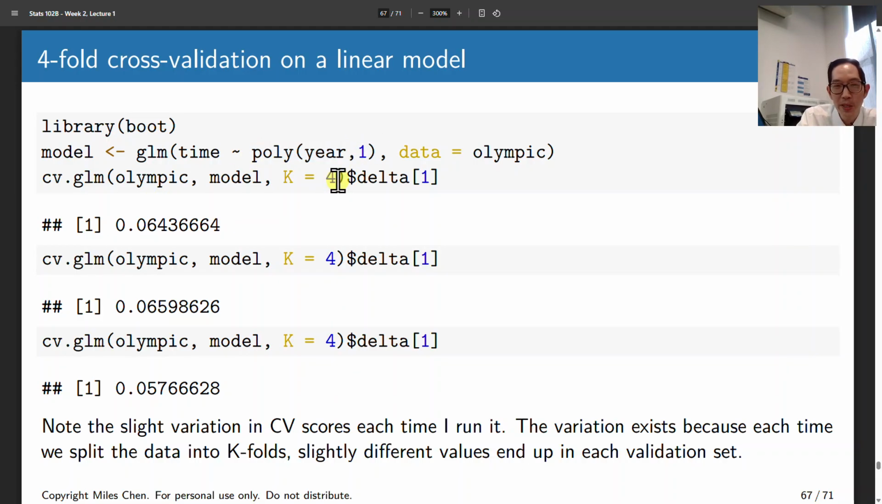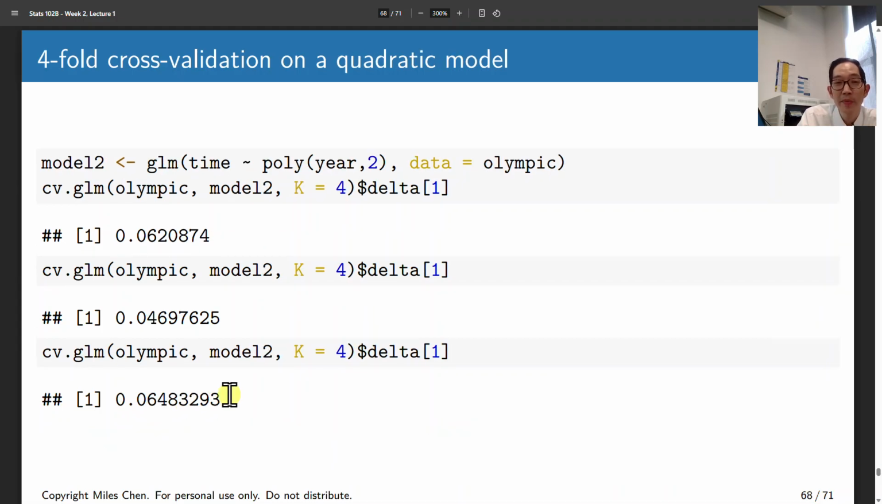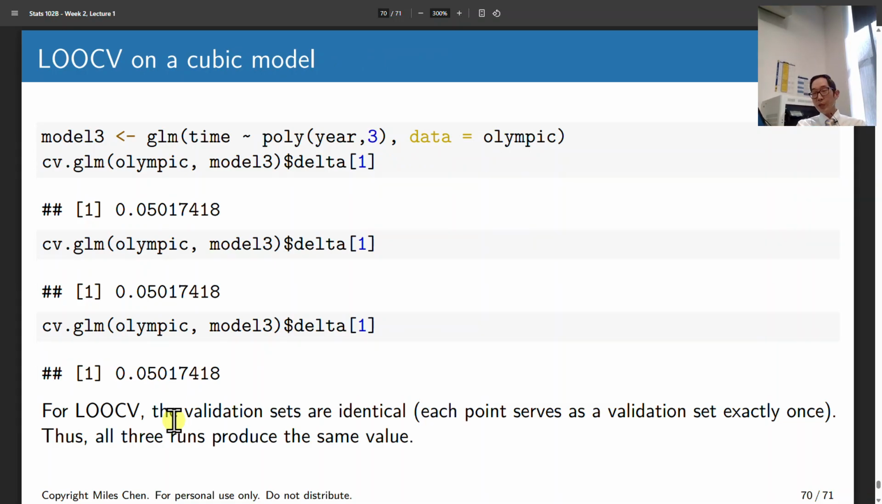And so here with four-fold cross-validation, when I ask for the score, I get similar, but not exactly the same, right? 0.0643, 0.0659, 0.0576, okay? Here I do a quadratic, and I get different results, 0.062, 0.0469, 0.0648. Here it is with a third order fit, and I get different results here, okay? Whereas when you do leave one out cross-validation, okay, there is no variation, okay?